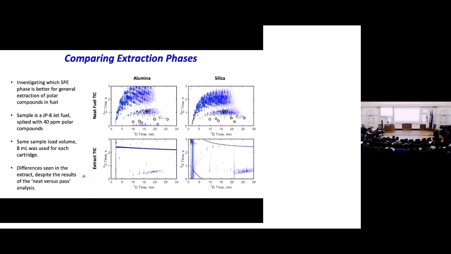And so to try and get at this, we took our JP-8 jet fuel and spiked it with polar compounds, so we can see the interaction of these compounds with the phase. And we ran those on two different phases, alumina and silica, with all the locations of those polar compounds shown here.